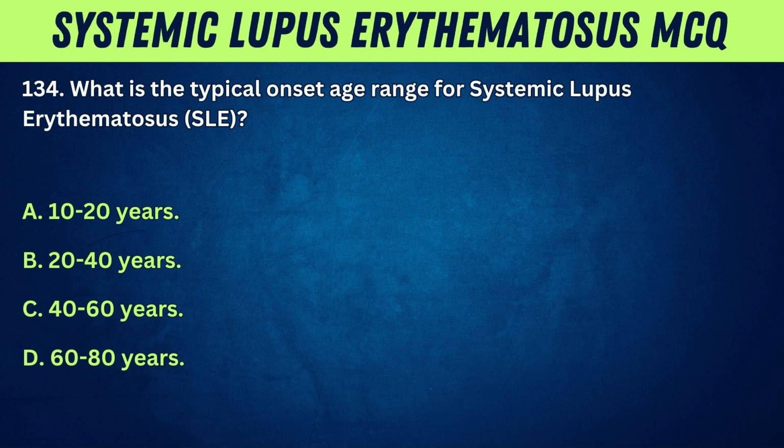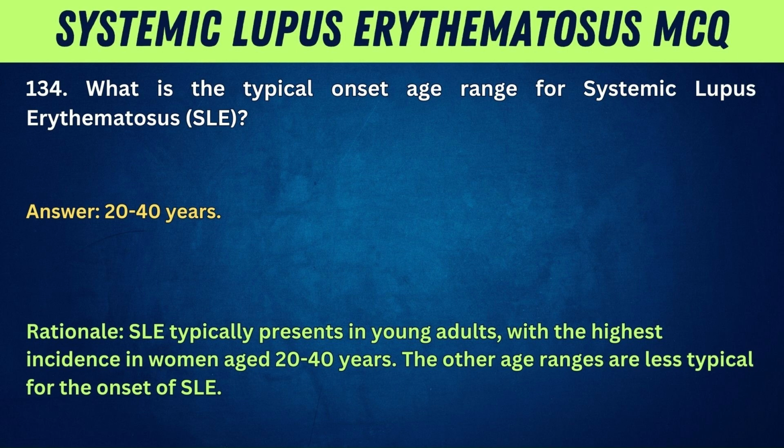134. What is the typical onset age range for systemic lupus erythematosus, SLE? A. 10 to 20 years. B. 20 to 40 years. C. 40 to 60 years. D. 60 to 80 years. Answer: 20 to 40 years. Rationale: SLE typically presents in young adults, with the highest incidence in women aged 20 to 40 years. The other age ranges are less typical for the onset of SLE.